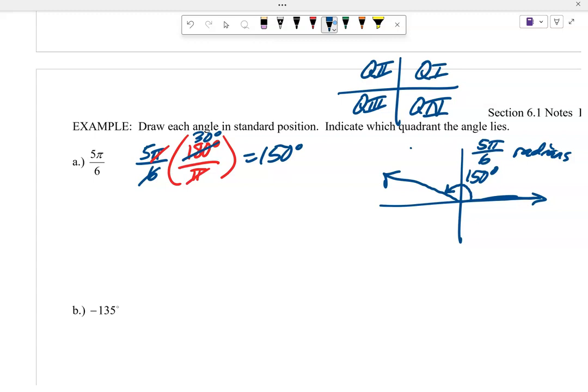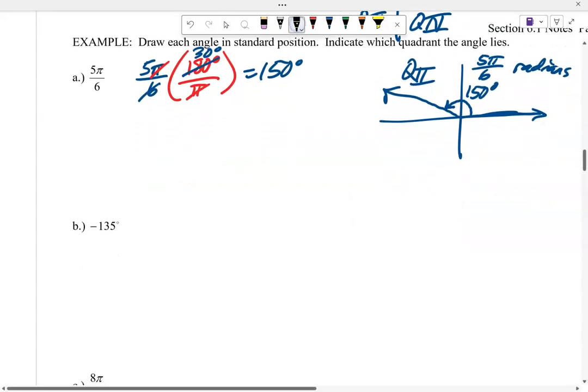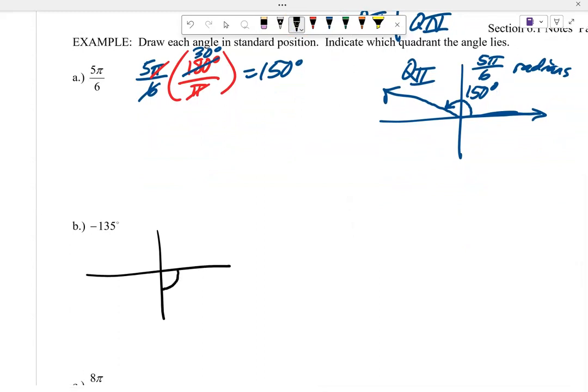All right, let's do negative 135 degrees this time. So this time I'm going to go in the negative direction. Here's negative 90, but I got to go 45 degrees more than that. So I'm about right here. There's negative 135 degrees. So negative 135.